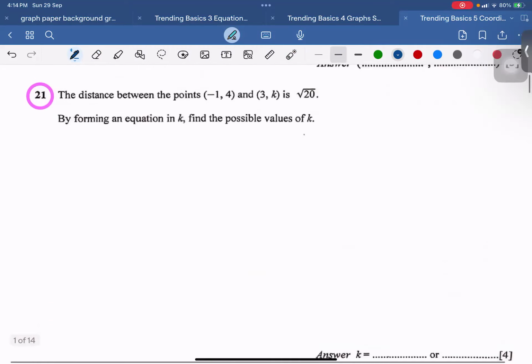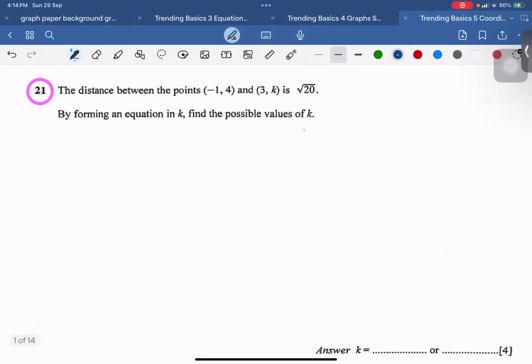So I should explain a little bit more on distance. What is the formula for distance between 2 points? Remember, it's something to do with Pythagoras theorem. Something square plus something square. x2 minus x1, y2 minus y1. So I shall label this.